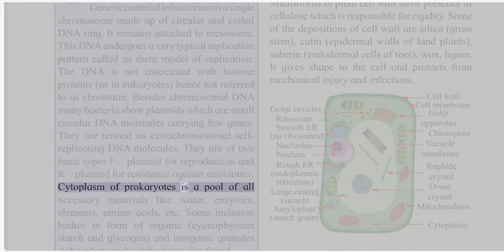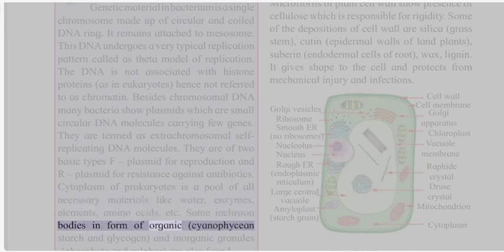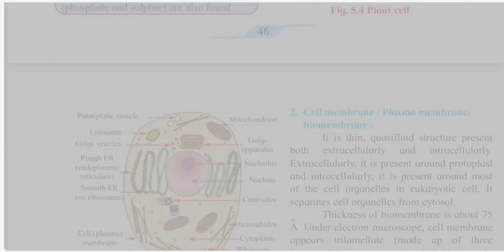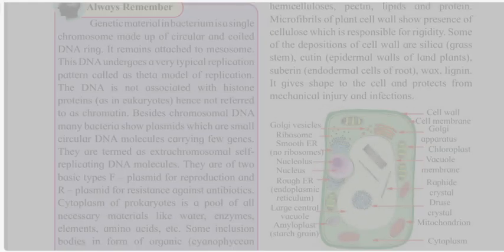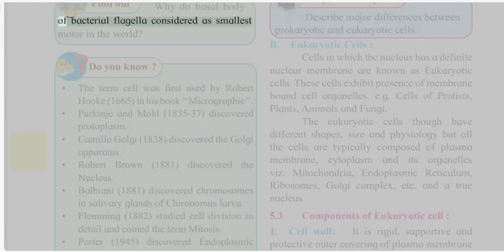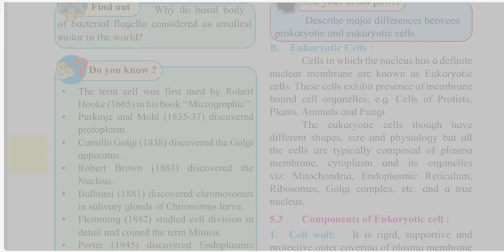The cytoplasm of prokaryotes is a pool of all necessary materials like water, enzymes, elements, amino acids, etc. Some inclusion bodies in the form of organic cyanophycean starch and glycogen, and inorganic granules, phosphate and sulfur, are also found. Always remember: why is the basal body of bacterial flagella considered the smallest motor in the world? Find out.